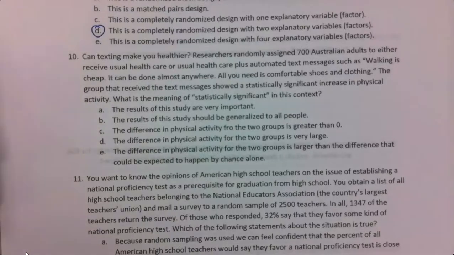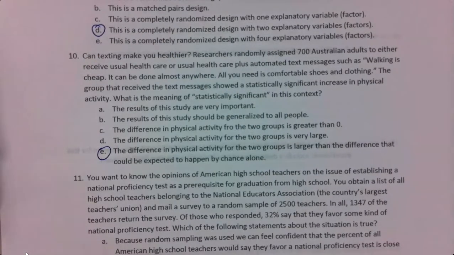A, the results of the study are very important. B, the results of the study should be generalized to all people. C, the difference in physical activity, oops, that's a typo, for the 2 groups should be greater than 0. D, the difference in physical activity for the 2 groups is very large. Or E, the difference in physical activity for the 2 groups is larger than the difference that could be expected to happen by chance alone. This one is my answer. Statistically significant means there's too much of a possibility for this to be related, that it can't just be random chance.